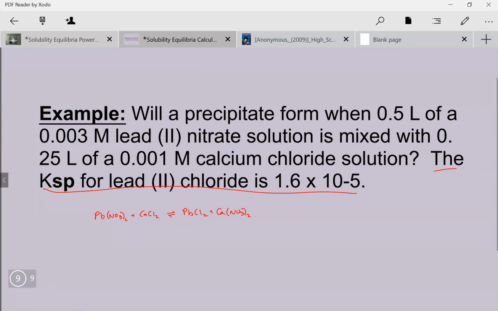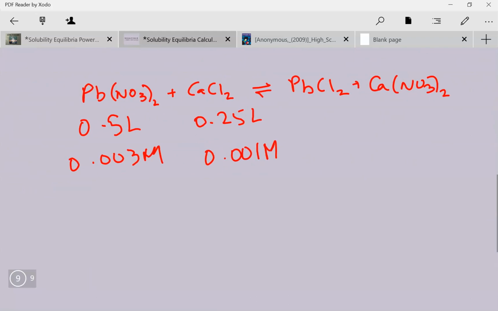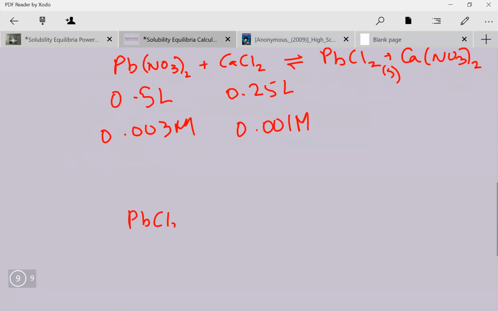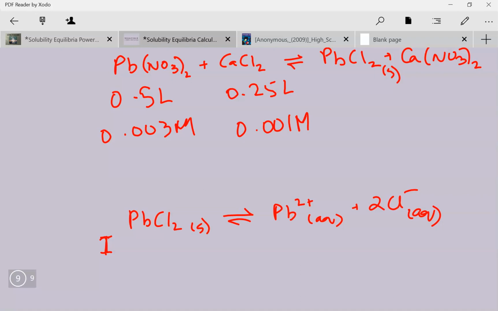0.5 liters of lead nitrate, so 0.5 liters, 0.003 molar. 0.25 liters is 0.001 molar. Basically I'm interested in the solid that is forming here, because my next equilibrium is going to be this solid plus water dissociating in aqueous solution to lead and 2Cl minus. And I'm interested in my initial concentration: what do I have here? Is it greater or lesser than what I need?